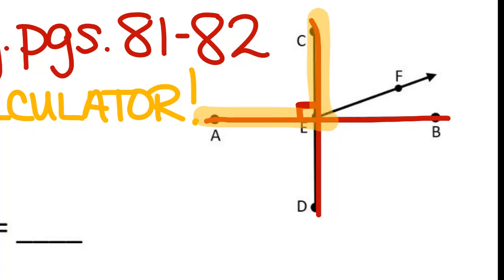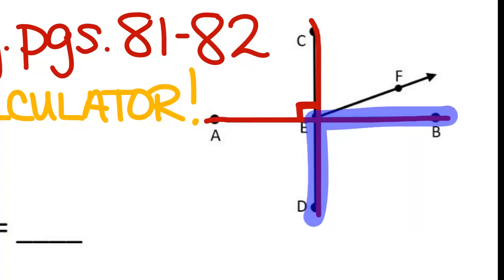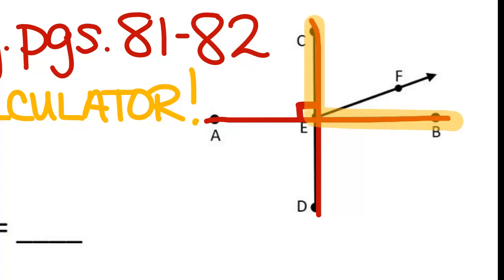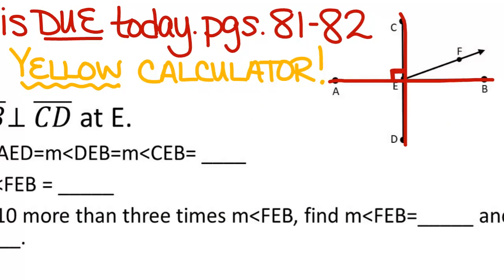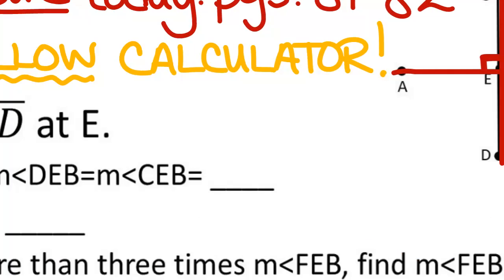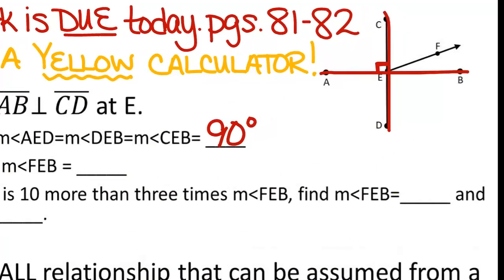If it's a right angle, how many degrees would it be? 90 degrees. How big would AED be? Also 90 degrees. What about DEB? 90 degrees. CEB? All of those are 90 degrees. Right.